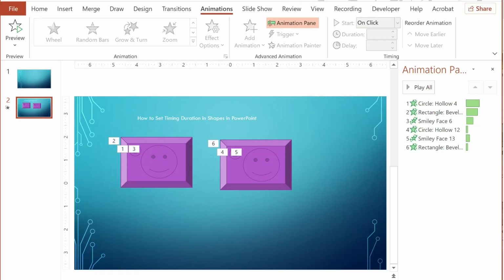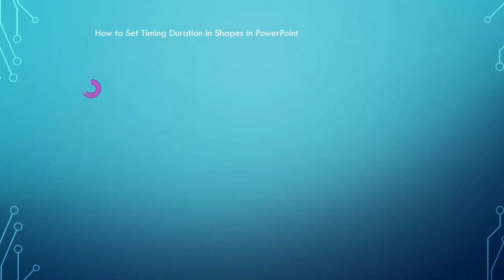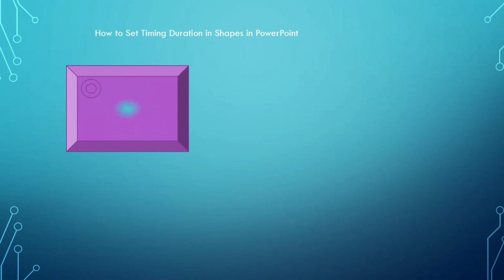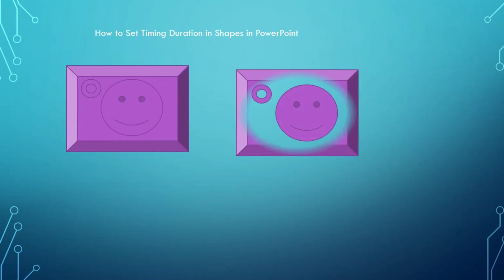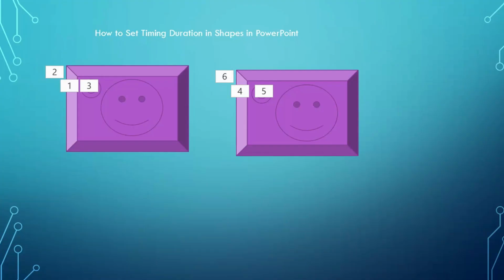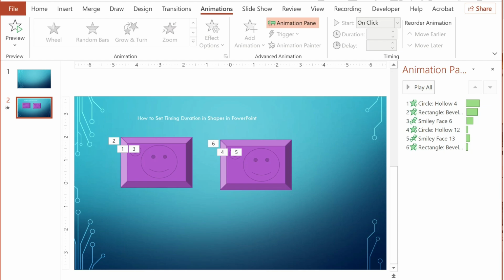Welcome back. In this video I will guide you how to set timing duration in shapes in PowerPoint. Adjusting the animation speed of shapes in PowerPoint is a great way to make your presentation look more polished and professional. You can easily control exactly how fast or slow a shape moves, fades or appears.